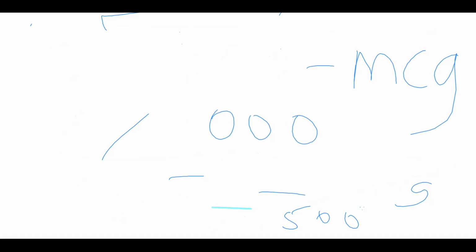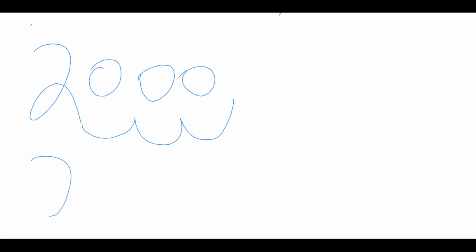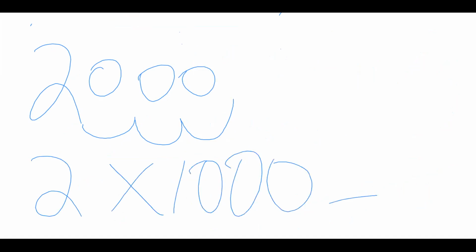Can you see my whiteboard? Yes, we see the whiteboard. Okay, so we have 2 grams. To put it into milligrams, we're either going to move the decimal 3 spots, 1, 2, 3, or multiply times 1,000. However you want to do it.